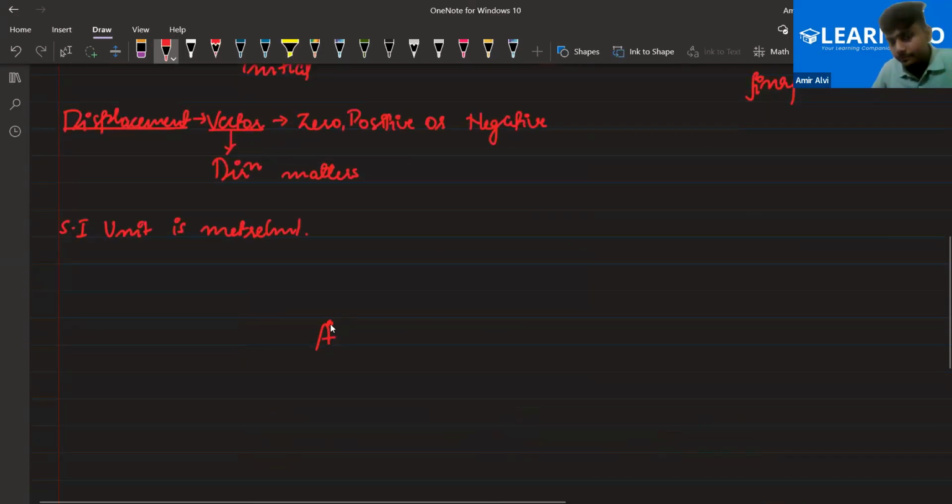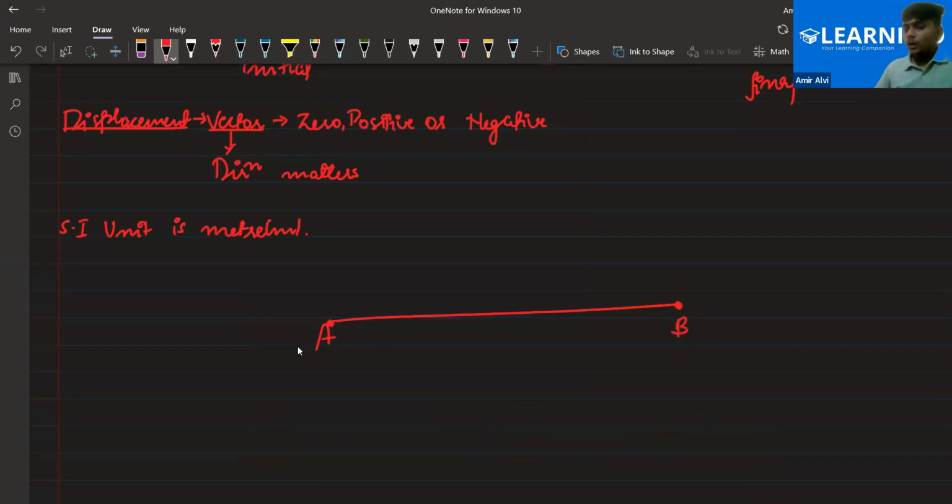A part, B part. Only a single path is there, and the body started from A and went to B in a straight line. So this is the initial position and this is the final position. And that's the actual path that you have taken from A to B, yes or no? And that is the only straight line path available connecting A and B.